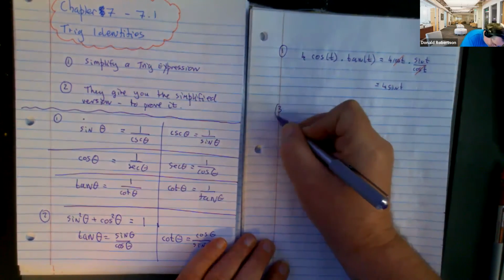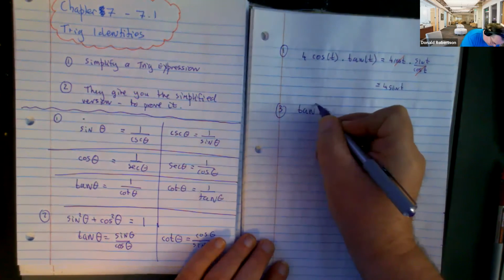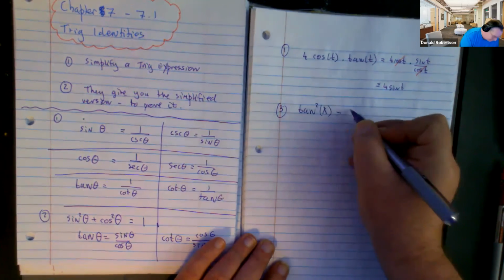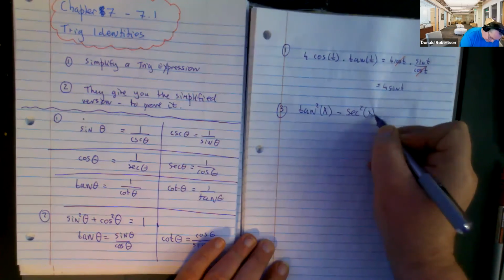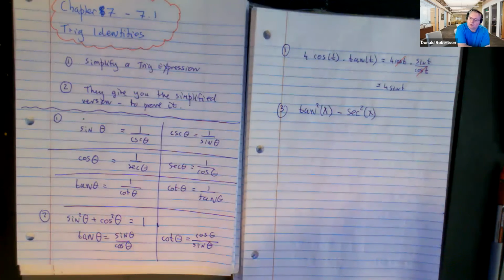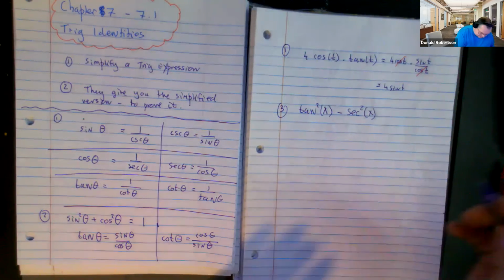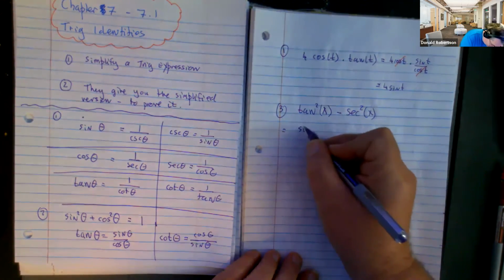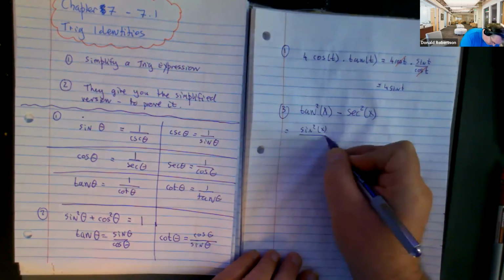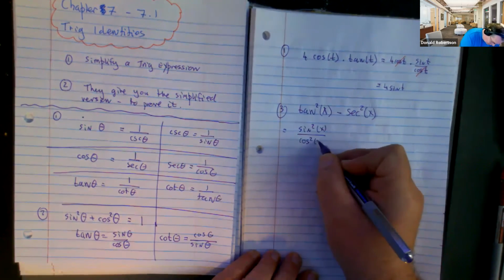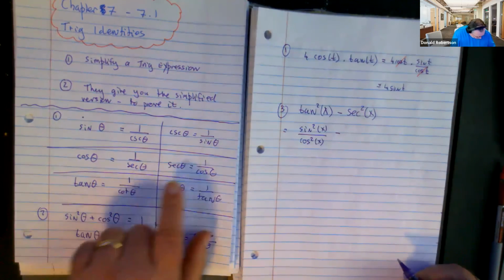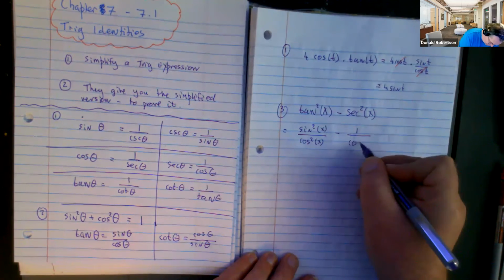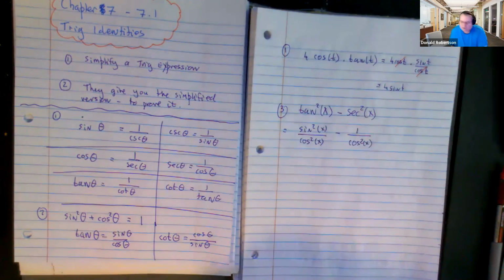How about this one? Oh, they're using x, okay. Tan squared x, take away secant squared x. Well, tangent is a sine over a cosine. So this becomes sine squared x over cos squared x. And a secant is 1 over a cosine. So this becomes 1 squared over cosine squared.